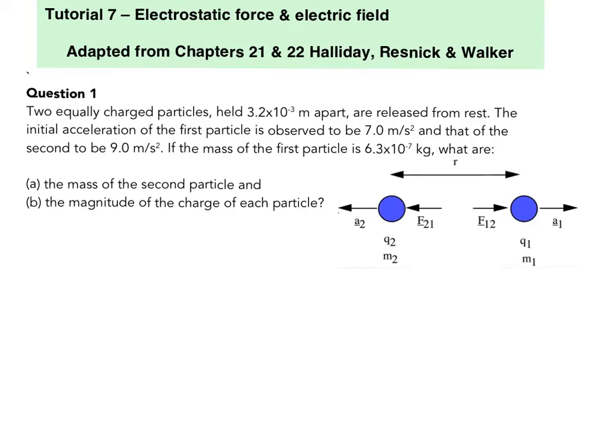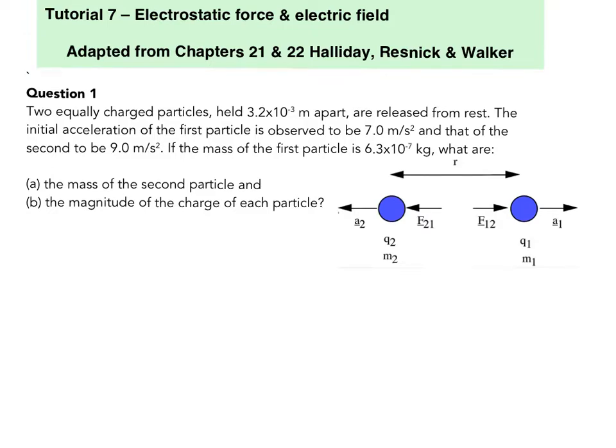We have two charges here, equally charged particles. It doesn't matter whether they're negative or positive, they're both going to do the same thing. They're going to fly away from one another because they have the same charge. They're held at 3.2 by 10 to the minus 3 meters apart.